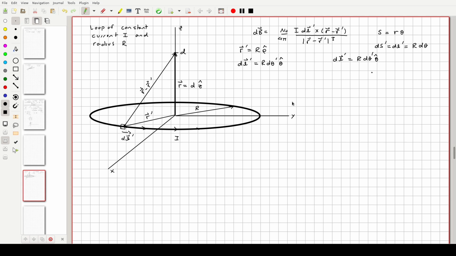There we go. Now we can talk about what r minus r prime is. That's going to be d z hat minus r rho hat. Now let's talk about what our unit vectors are when you cross them. Let's draw our little thing right here. Now, for circular polar or cylindrical coordinates, this is z, this is rho, and this is theta.